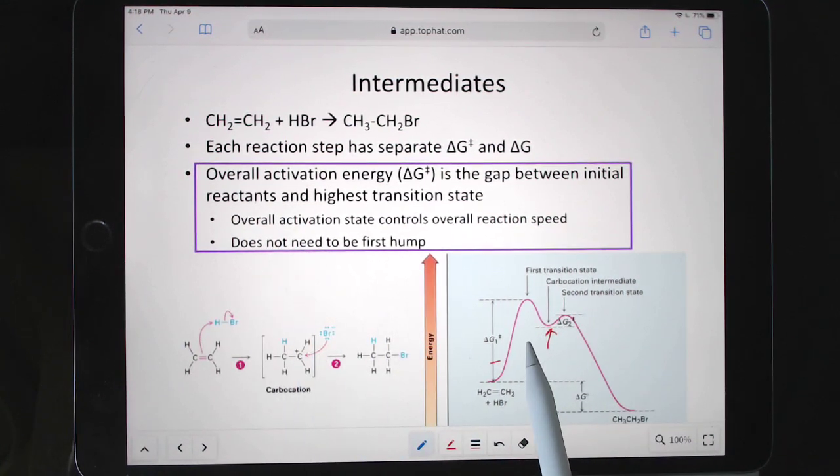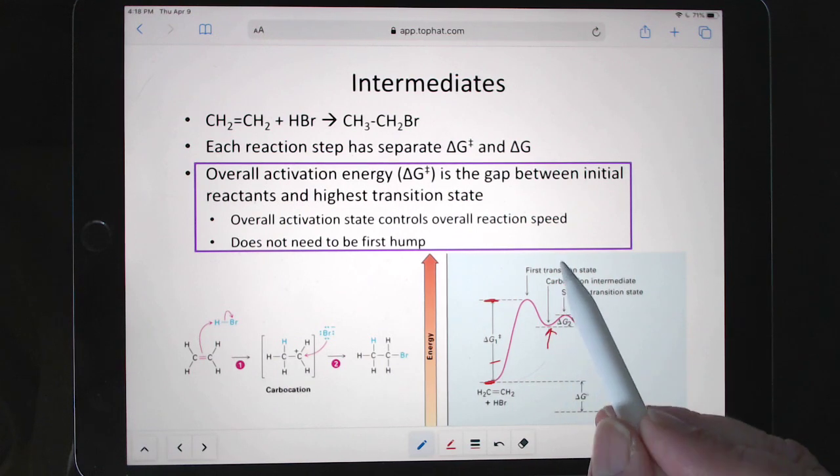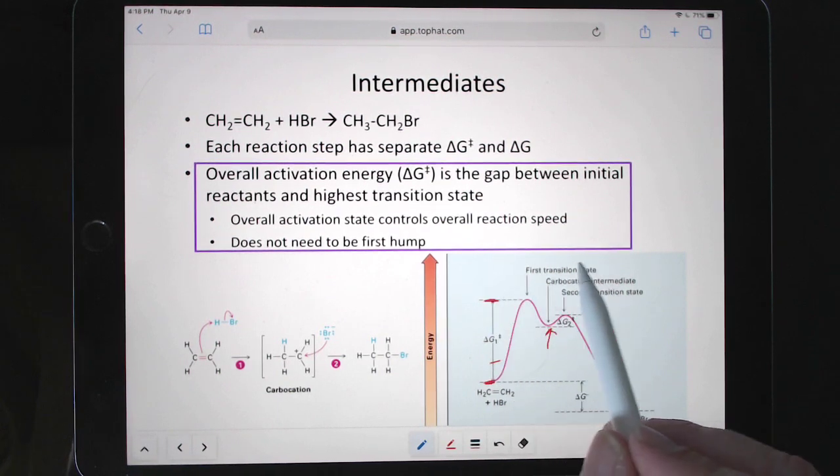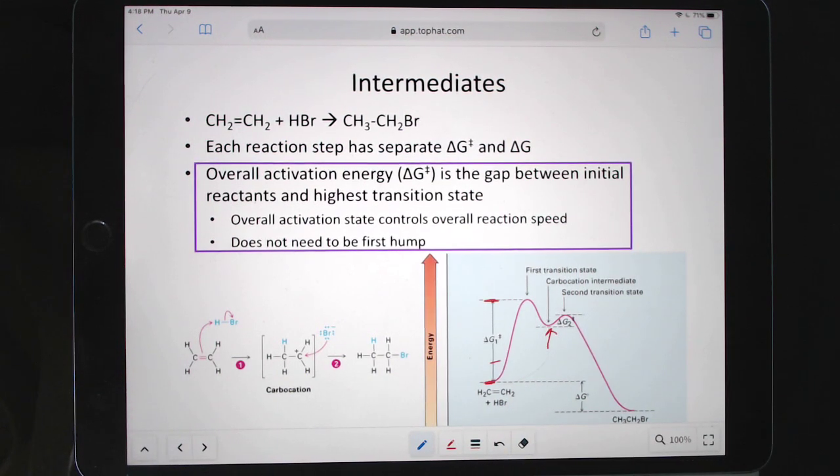But the activation energy is going to be the one between here and whatever the highest hill is. It could be the first one, it could be the second one, it could be the third one. It doesn't matter. If this hill went way up there, then the activation energy would be way up here between these two. But know the difference between intermediates and transition states, and be able to figure out which peak is going to be the activation energy.